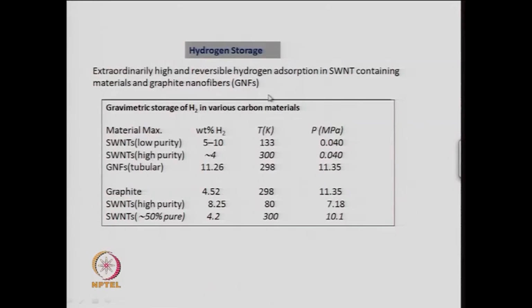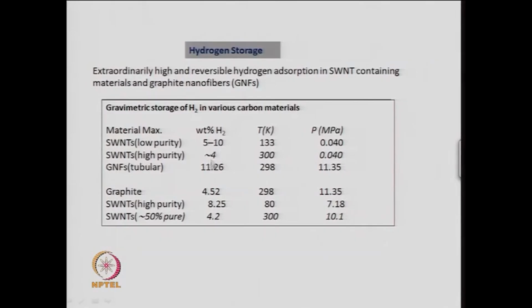So, you can see that single walled nanotubes can store 5 to 10 weight percent of hydrogen at a particular temperature, which is 133 K, which is a low temperature, because 273 Kelvin is 0 degrees Celsius, and 300 Kelvin is around 27 Celsius. So, at room temperature, around 27 Celsius, single walled nanotubes which are highly pure can store around 4 weight percent of hydrogen. So, extraordinarily high and reversible hydrogen adsorption in single walled nanotubes.